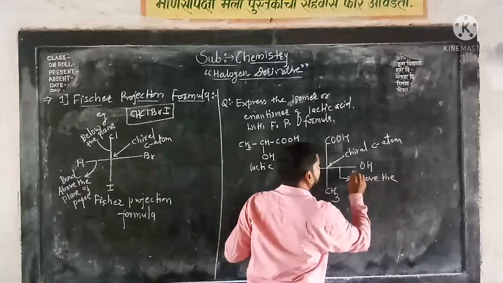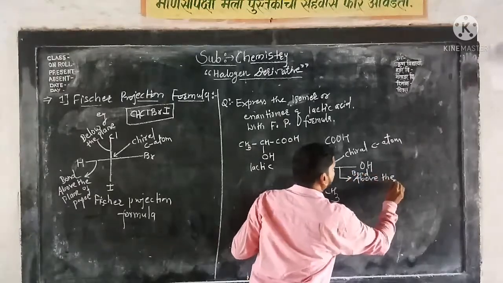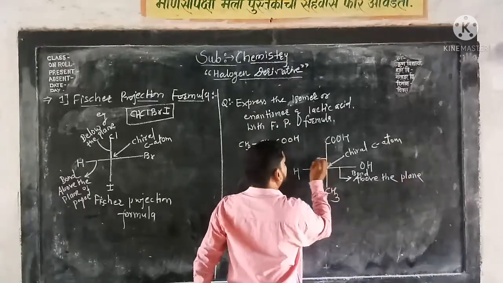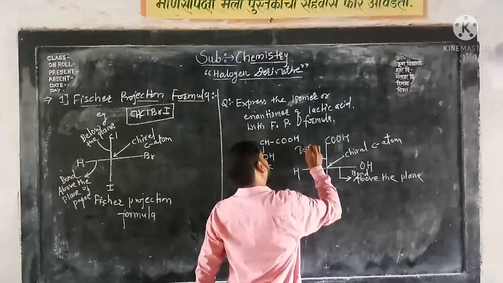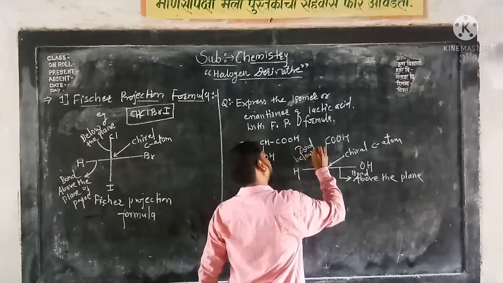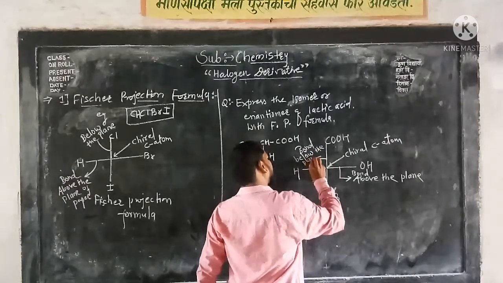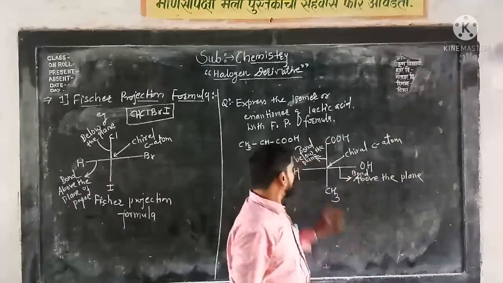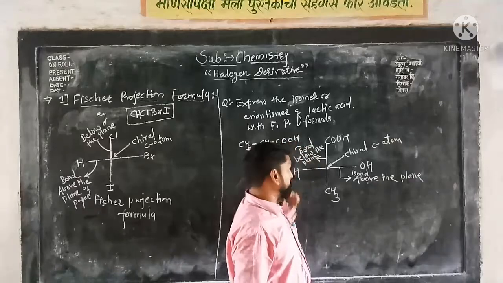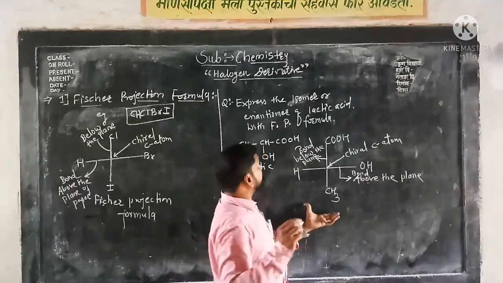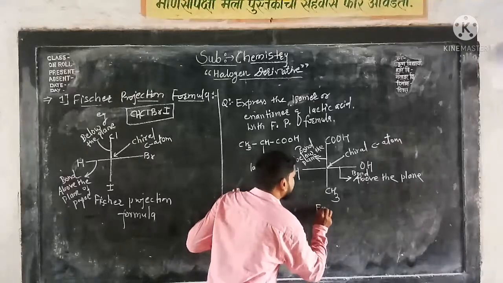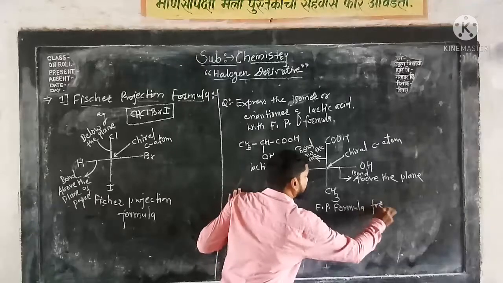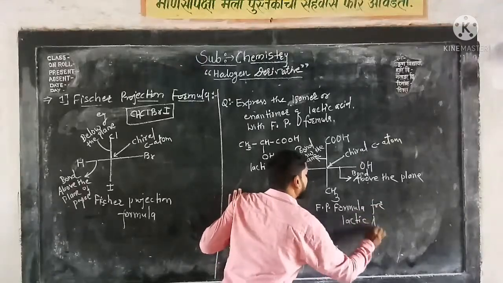above the plane, I write here bond above the plane, and this bond below the plane. You can write here bond above the paper for simple thinking. You can write here bond below the paper. So exactly this is the example of, or you can write, Fisher projection formula for lactic acid.